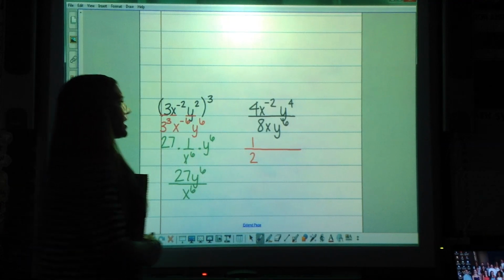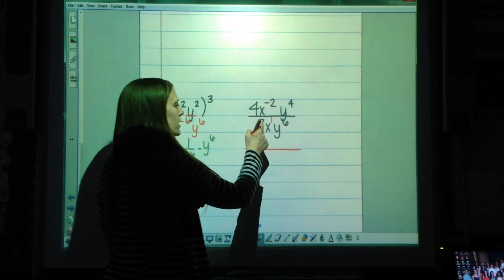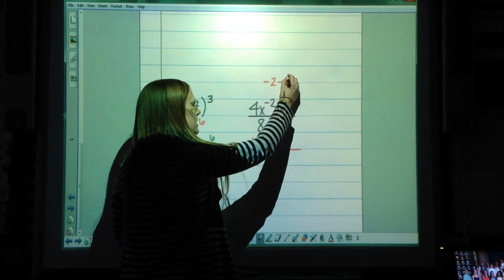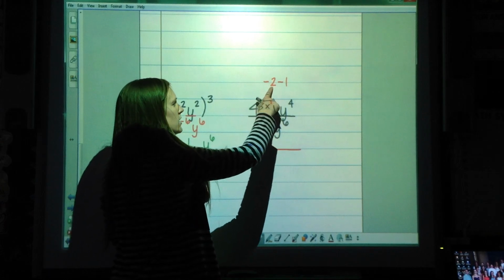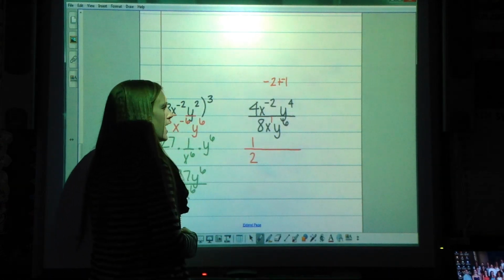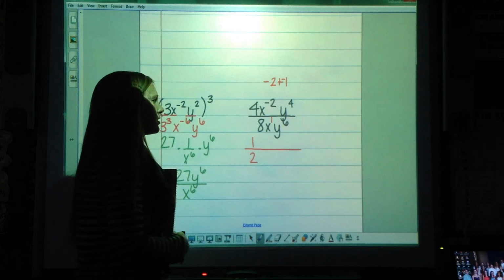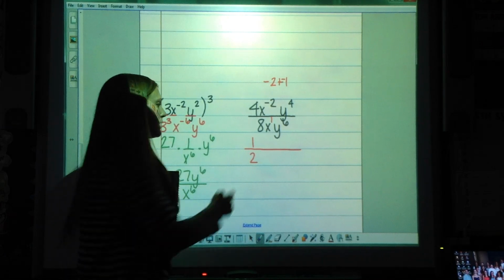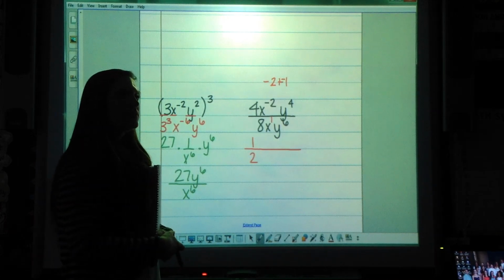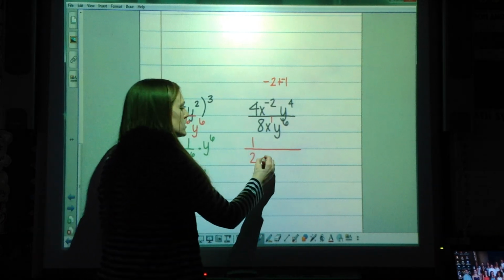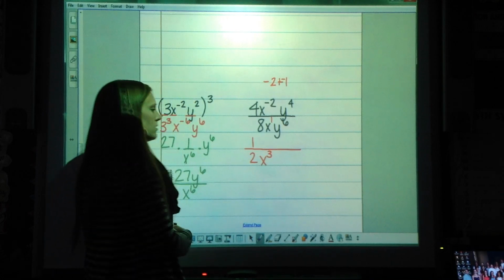Now I'm working with the x's, negative 2 to 1. This says negative 2 minus 1. Because they're dividing, we subtract. Keep, switch, opposite. It's actually x to the negative 3rd. X to the negative 3rd, if I put it up here, then I'd say, oh, I need to find the reciprocal of x cubed, which is 1 over x cubed.